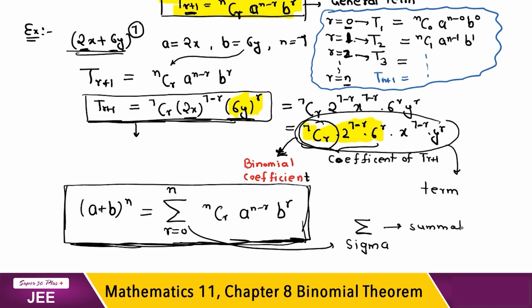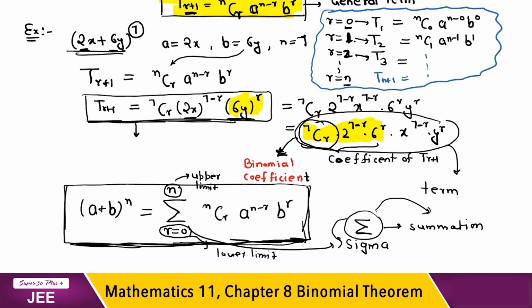Summation means you have to put all the values of r, that is the variable, one by one. First you put r equals 0, then r equals 1, up till r equals n. This is the lower limit of the variable and this is the upper limit. If you keep substituting all the values of r and add them up, for adding we use this operator called sigma, whose purpose is to add all the terms contained in it.